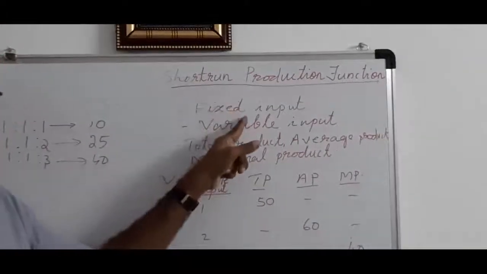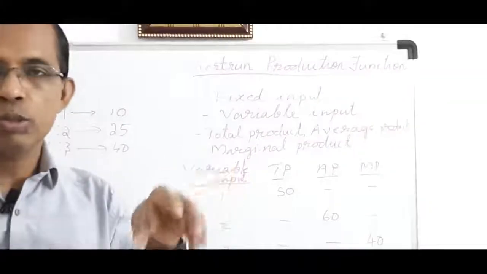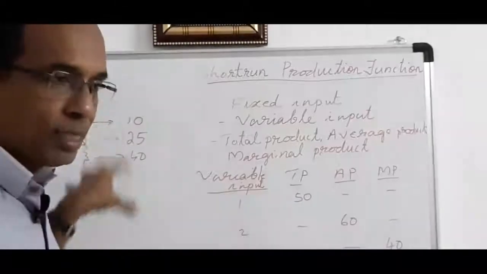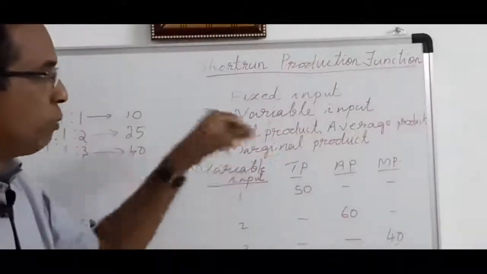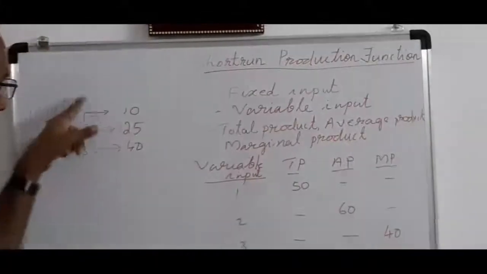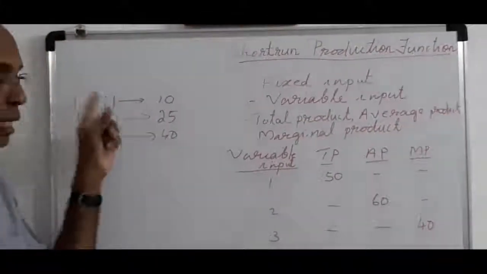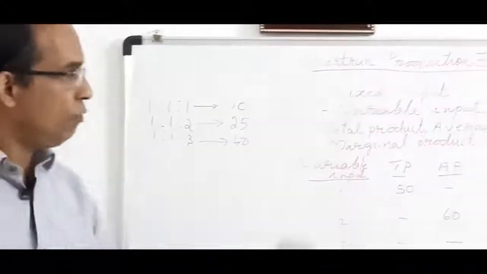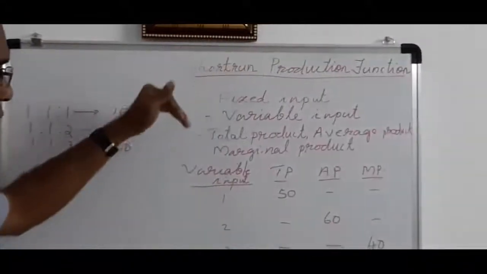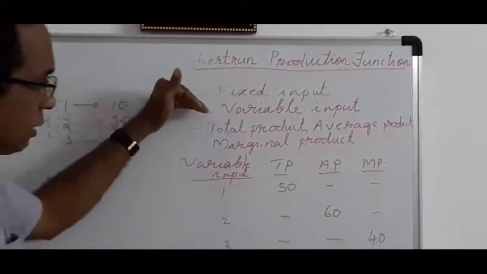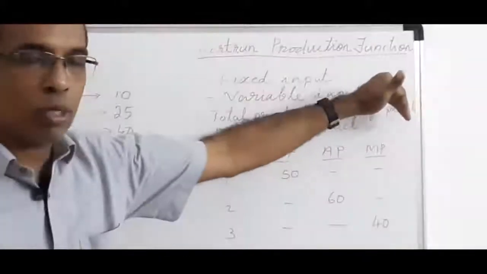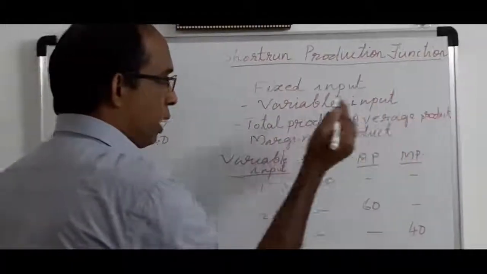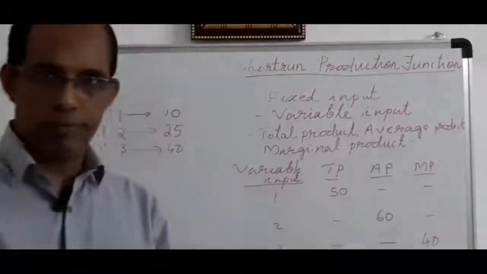What is fixed inputs? Those inputs whose quantities are kept constant throughout the production. And what is variable inputs? The inputs whose quantity is varied while increasing or decreasing outputs. And when we study short-run production function, we may come across 3 types of variables. That is total product, average product and marginal products.